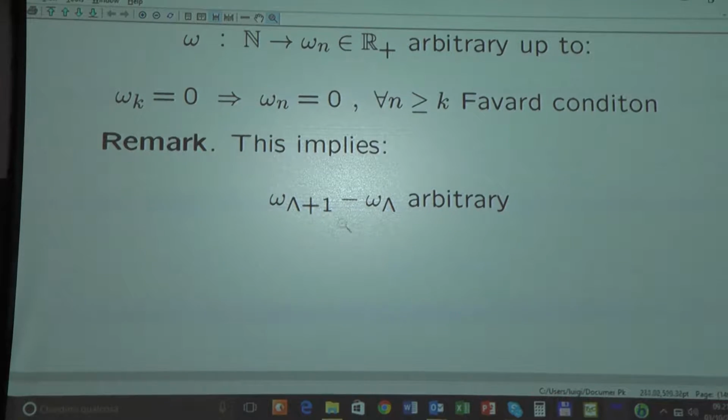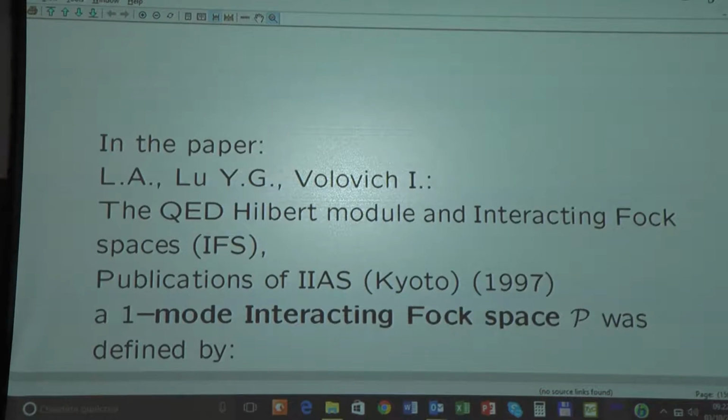So the sequence has only this constraint. It means this difference is arbitrary. We are not requiring the sequence to be monotonic or things like that, okay?